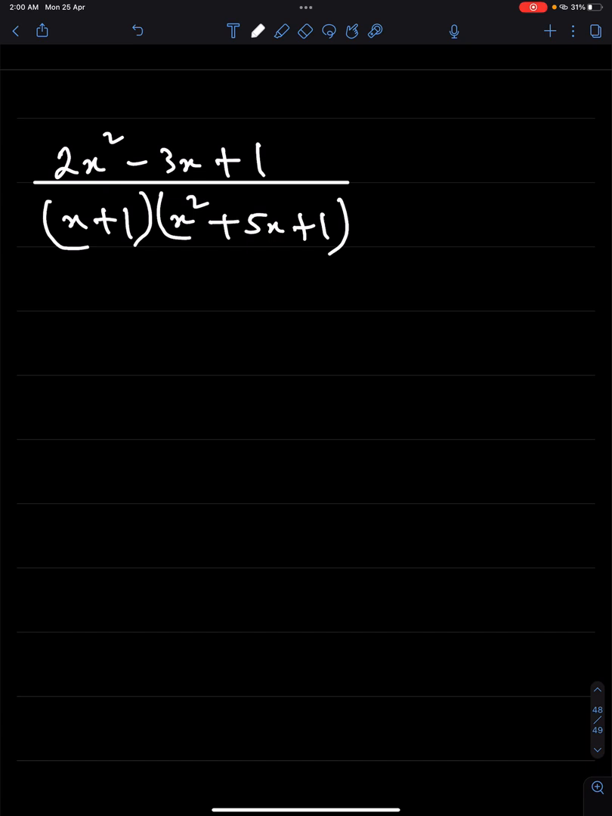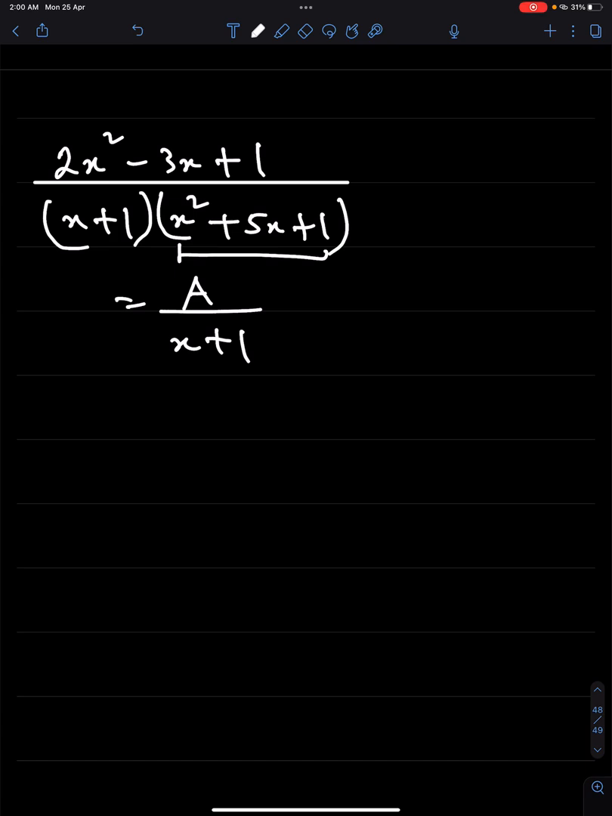Here the factor x plus 1 is linear, so we are going to assign a constant to its partial fractions. That's just going to be A over x plus 1. But the second factor is a quadratic factor.